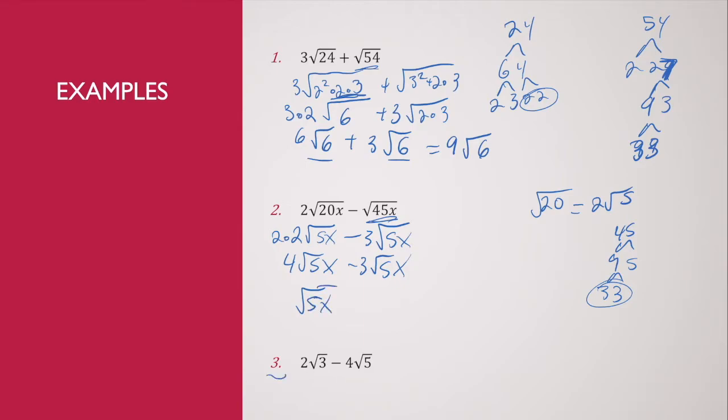For problem 3, if I have 2 square root of 3 minus 4 square root of 5, I can't simplify that any further because their radicands, or what's under the radical, are not the same.